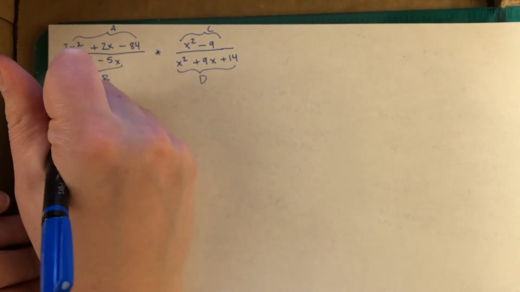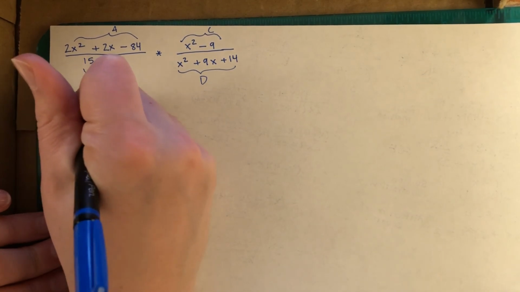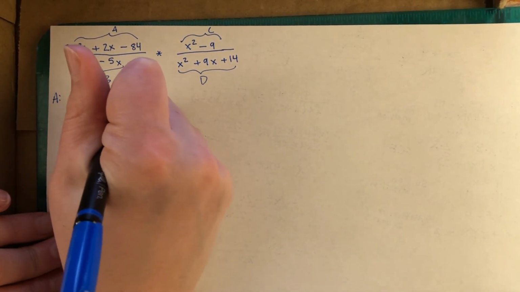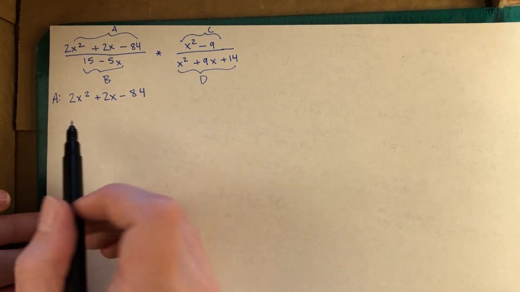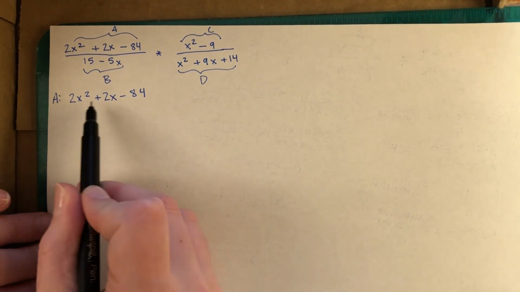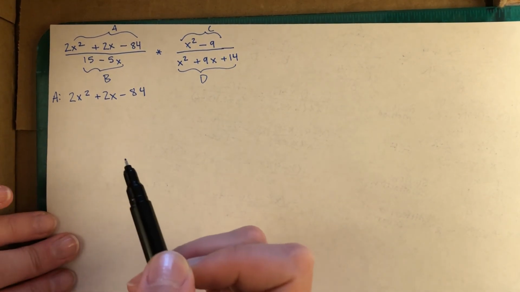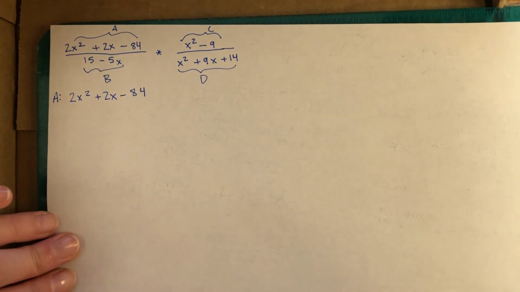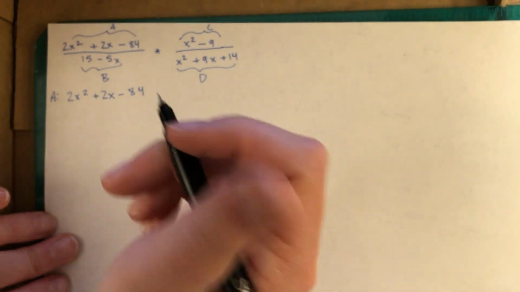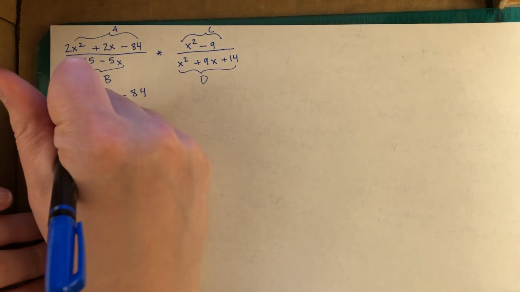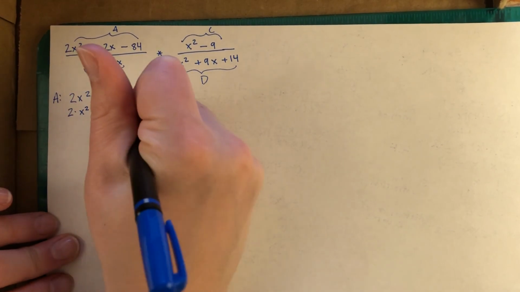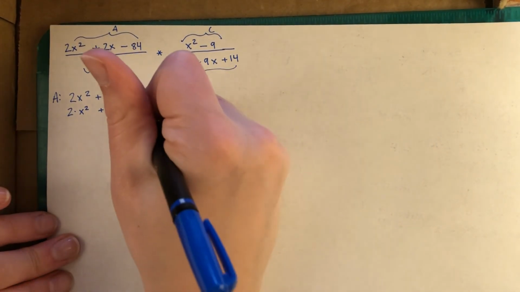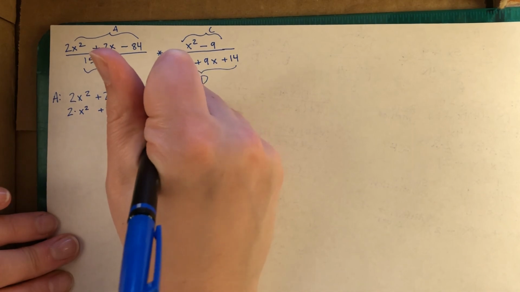This isn't required, but I think it really helps to just keep your work straight and organized and make sure you understand why you're doing each part that you're doing. So for A, I've got 2x squared plus 2x minus 84. I notice that all these are even numbers. That means I can divide each of these numbers by 2. So I'm going to take out a greatest common factor. 2 times x squared plus 2 times x minus, I'm going to write 84 as 2 times 42.